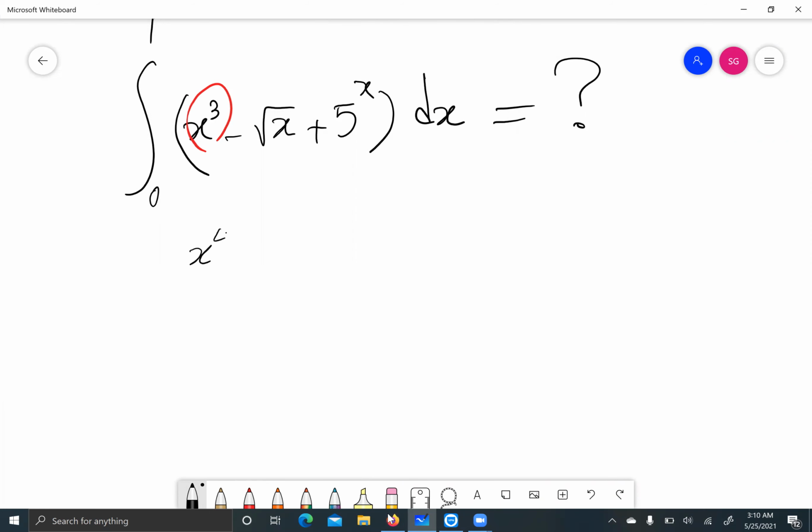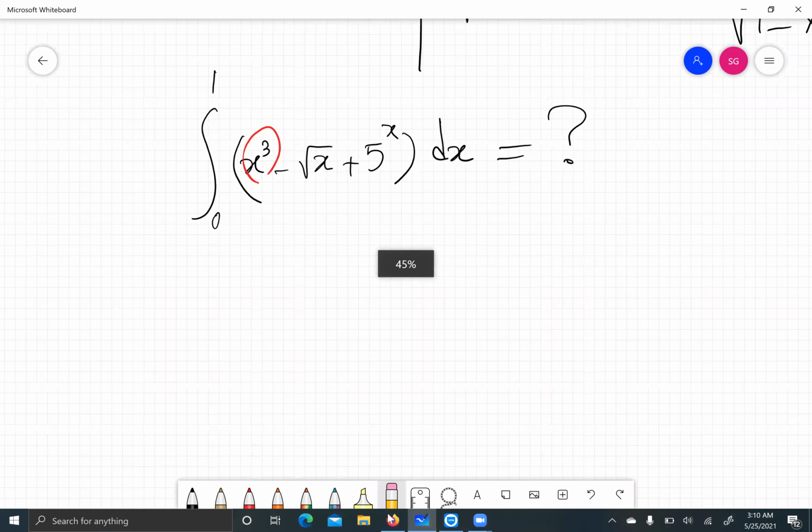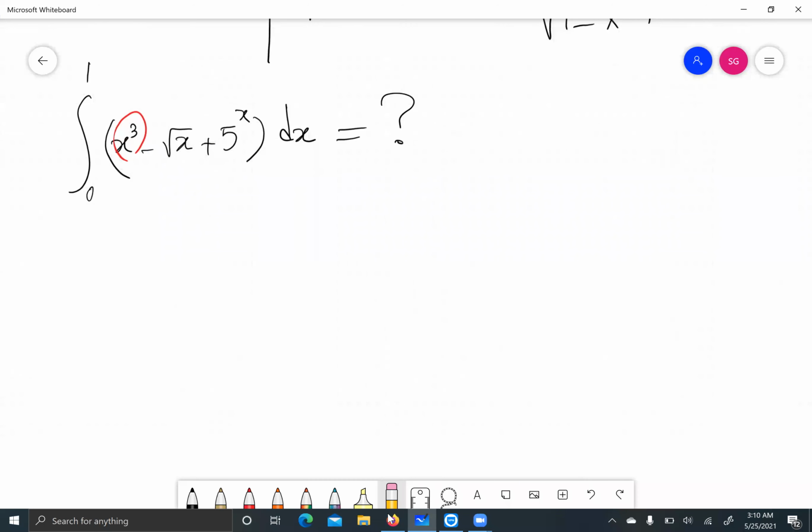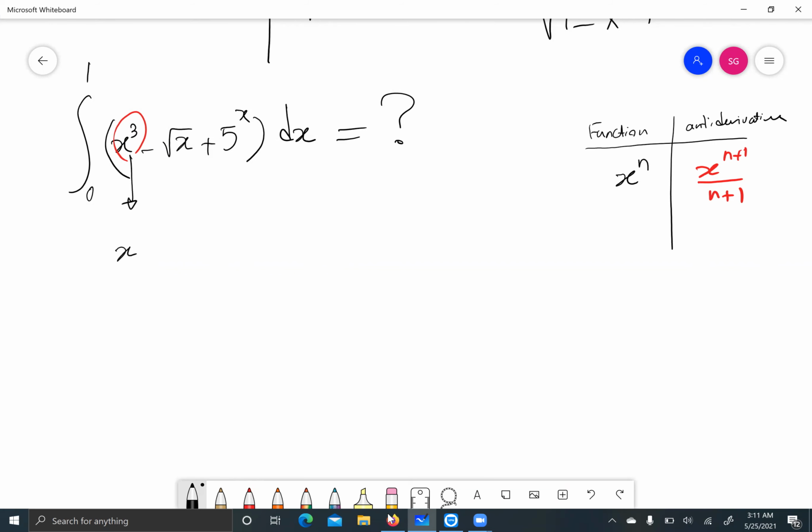If you want, I can recall what I'm using in this step. The first one is power function. So you have x to the n. The antiderivative is x to the n plus 1 over n plus 1. So that's why here, this is going to be x to the 3 plus 1 is 4, x to the 4 over 4, okay? Minus square root of x.